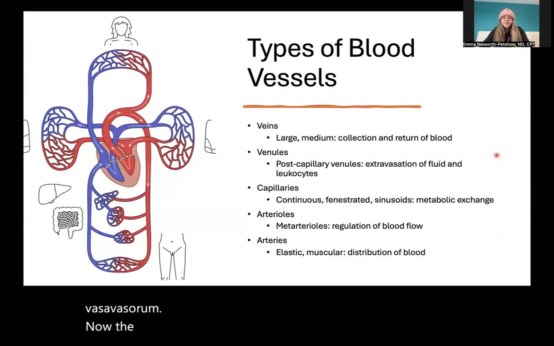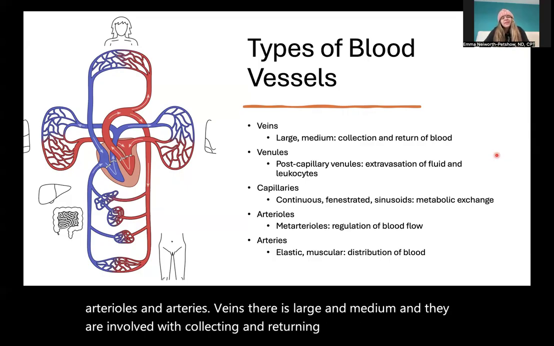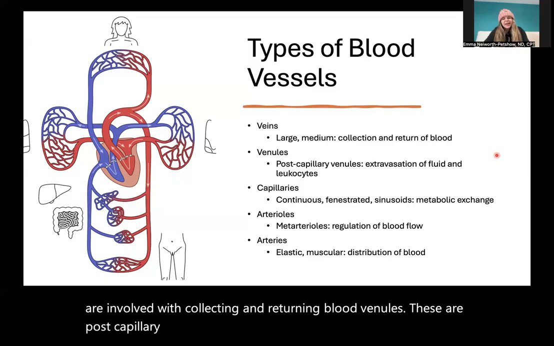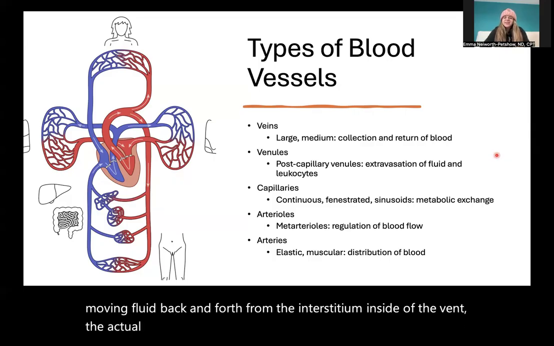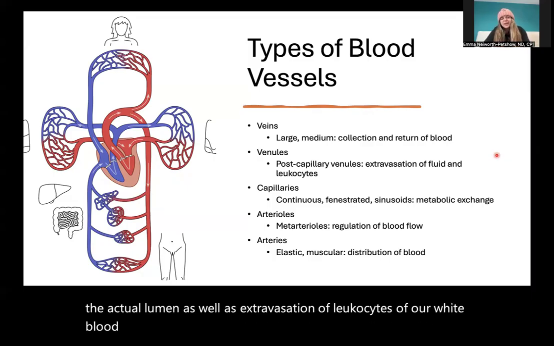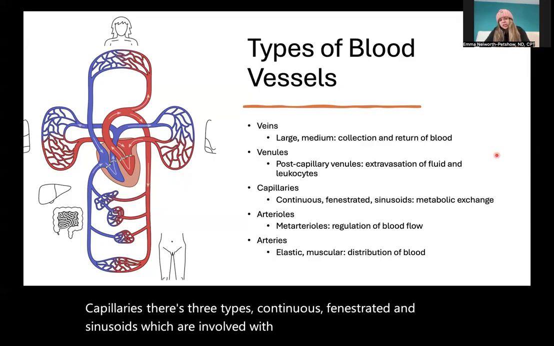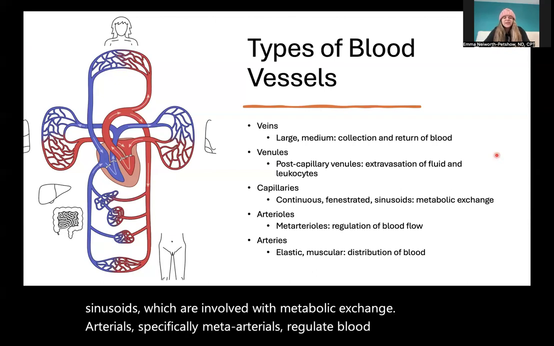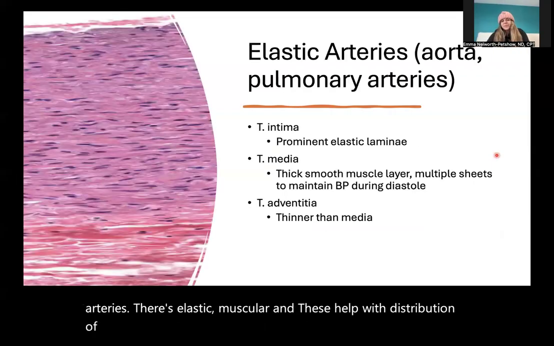Now, the types of blood vessels include veins, venules, capillaries, arterioles, and arteries. Veins, there's large and medium, and they are involved with collecting and returning blood. Venules, these are post-capillary beds, and they help with extravasation of fluid, so moving fluid back and forth from the interstitium inside of the actual lumen, as well as extravasation of leukocytes, our white blood cells. Capillaries, there's three types: continuous, fenestrated, and sinusoids, which are involved with metabolic exchange. Arterioles, specifically meta-arterioles, regulate blood flow. And arteries, there's elastic and muscular, and these help with distribution of blood overall.